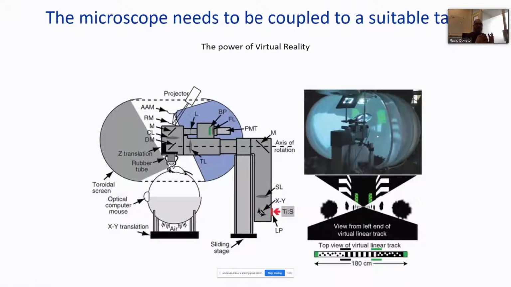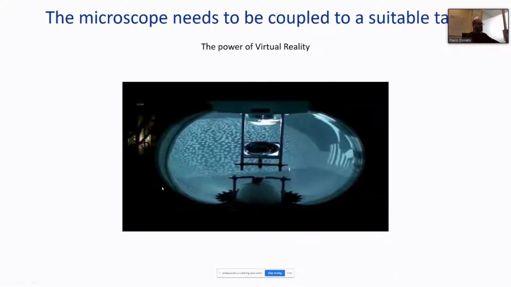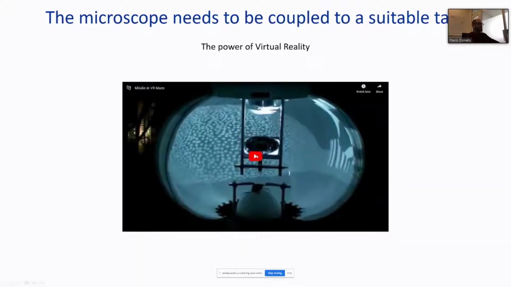It's basically a cinema for the animal that runs, that moves, is able to manipulate the visual flows that it sees so that it has the impression of running into a linear track or into an open field. And one example of this is in this movie here. I just want you to see.